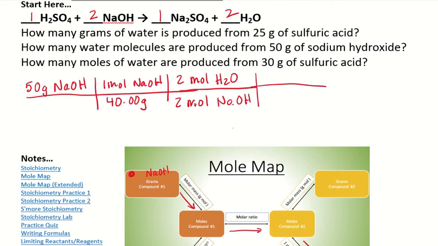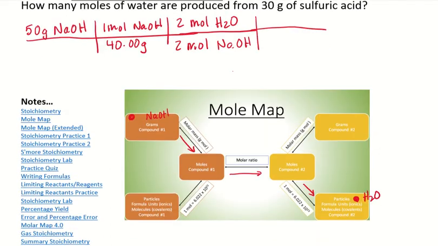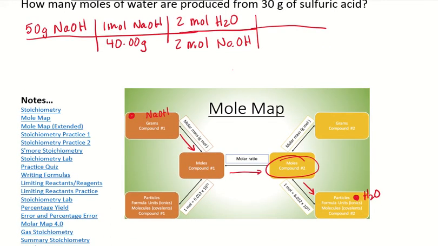Last step. This is what's different than the last problem. I'm going from moles of my second compound to molecules of H2O. What do I use? Avogadro's number. So for every 1 mole of H2O, I have 6.022 times 10 to the 23rd molecules of H2O.